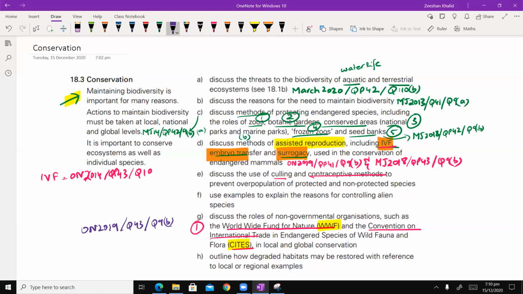And then finally, you have outline how degraded habitats may be restored with reference to local or regional examples. Again, we have a question on this: 2019, question paper 4.2 and question 9B. Unlike other topics, I have given you the references for all of these because this is purely theoretical. When you open the textbook, you will see such thick text that you won't feel like reading it and will close it right away.